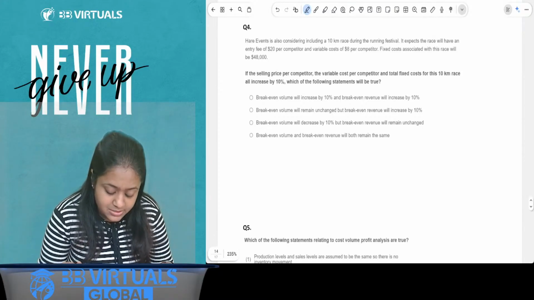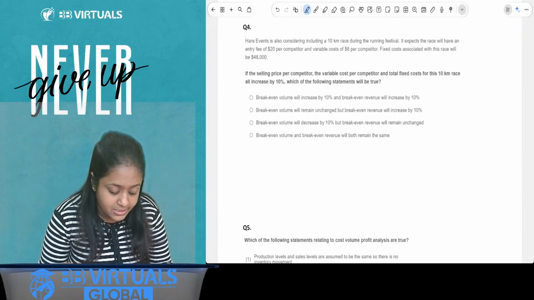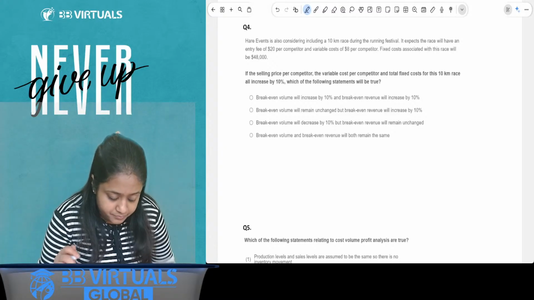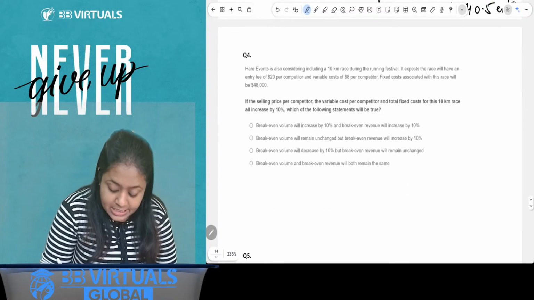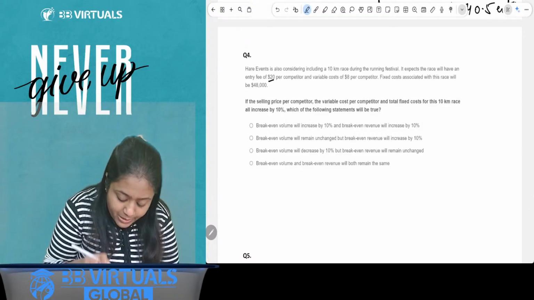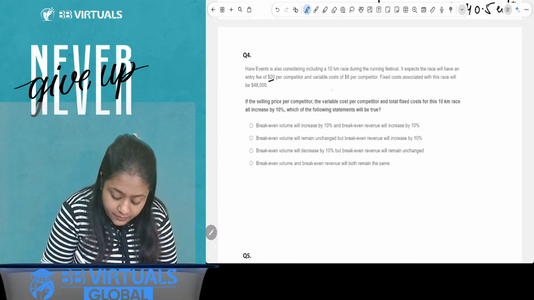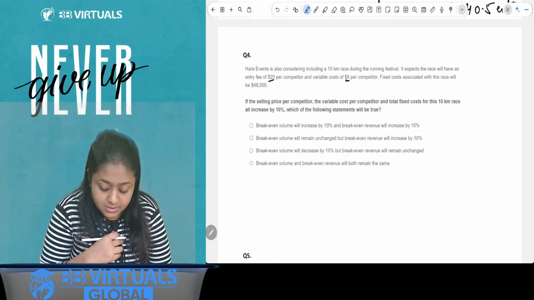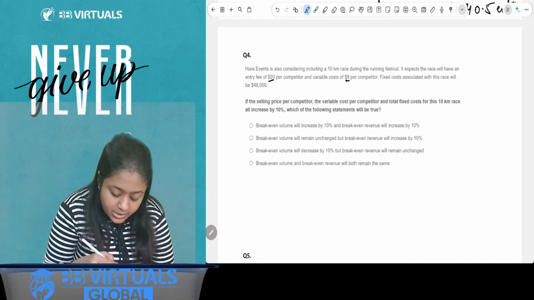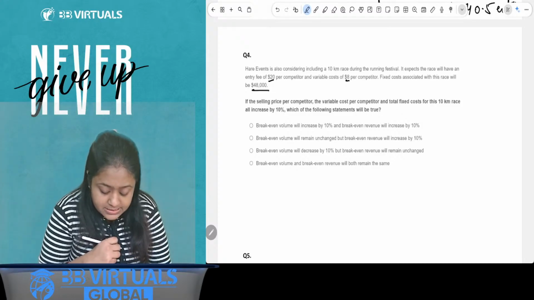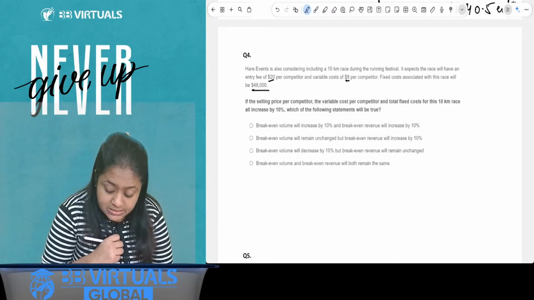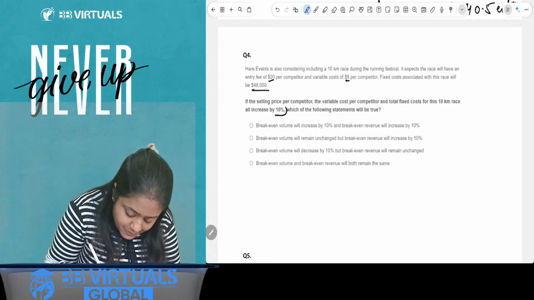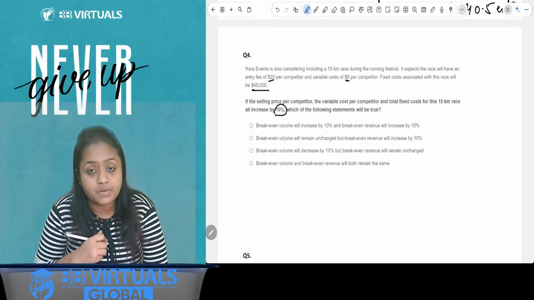Hair Event is also considering including a 10-kilometer race during the running festival. It is expecting the race will have an entry fee of 20 per competitor and the variable cost is 8 per competitor. The fixed cost associated with this race will be 48,000. The selling price per competitor, variable cost per competitor, and the fixed cost for this 10-kilometer race all increase by 10%. Which of the following statements will be true?